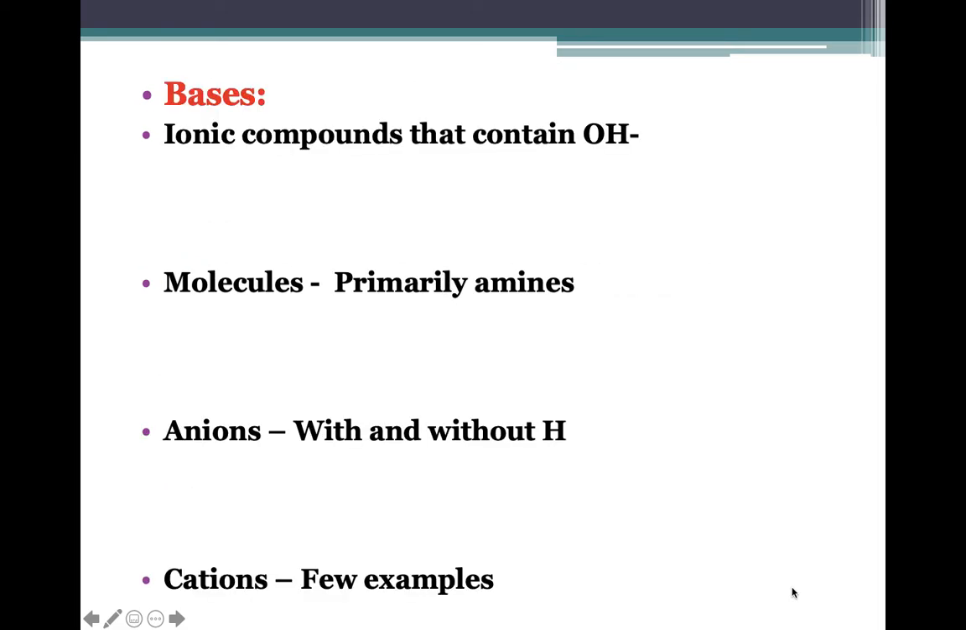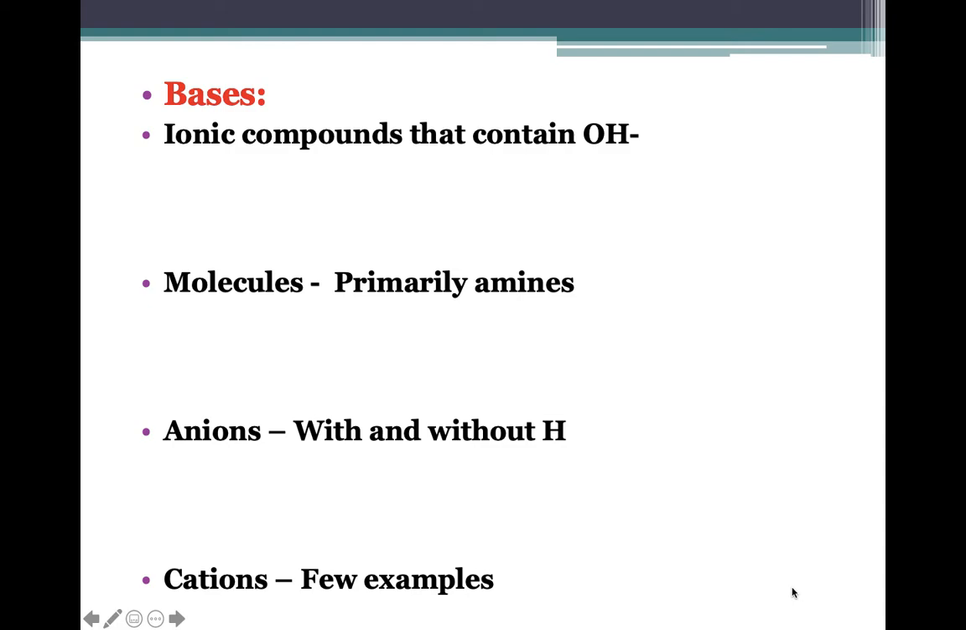Bases are compounds that can be ionic compounds that have hydroxides in them. Examples, and please write examples down, like sodium hydroxide, potassium hydroxide, magnesium hydroxide. And magnesium hydroxide actually has 2 OHs that it can donate. Molecules, these would be more of our organic bases like amines. Ammonia is one, urea is another.